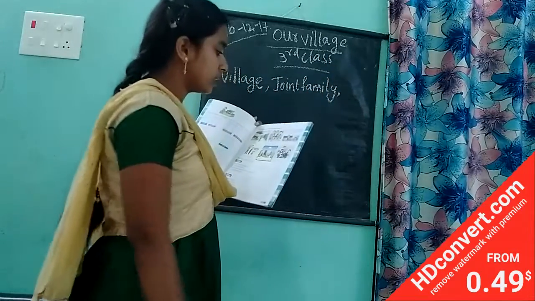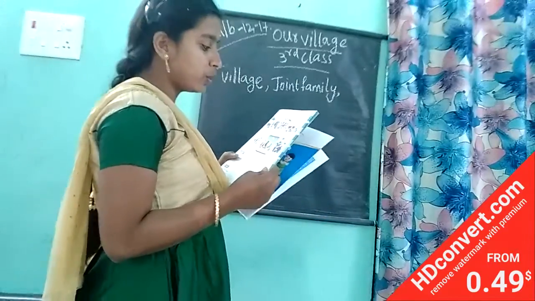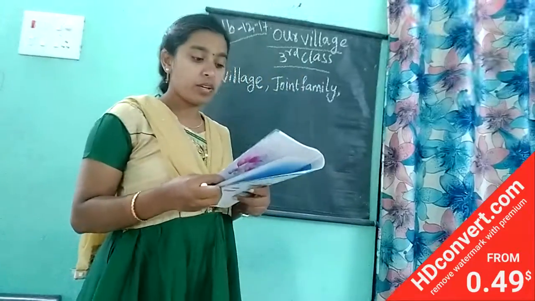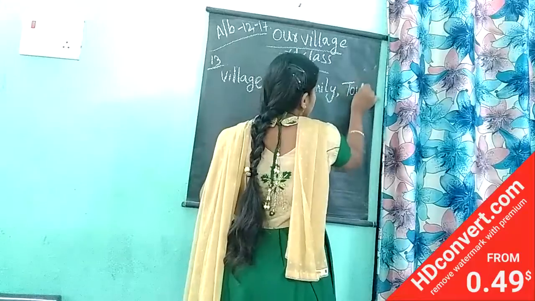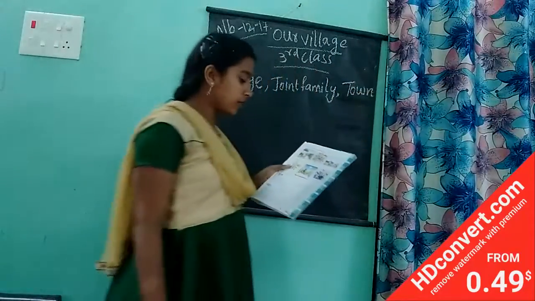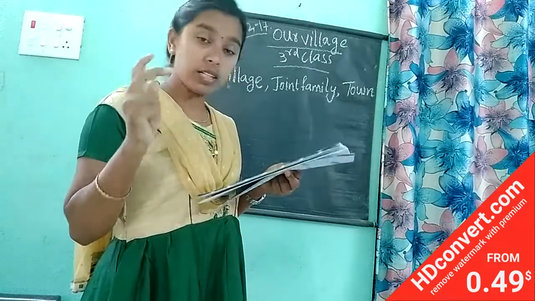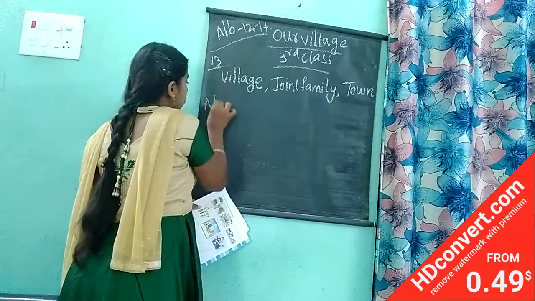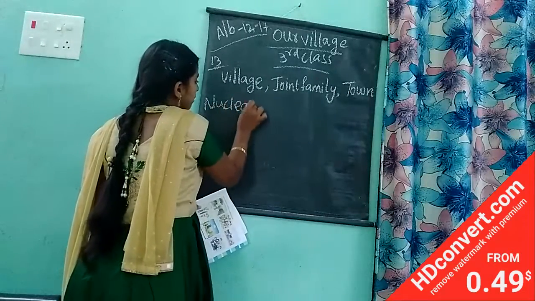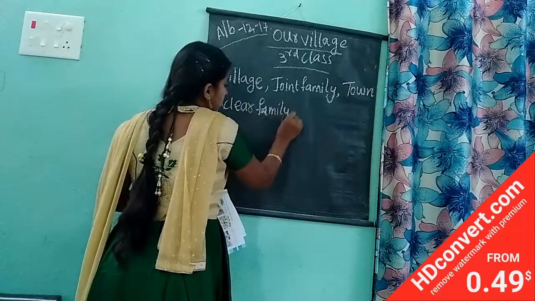And next, coming to the third one. If you see the third picture, by looking at the picture we can say it is not a village, but it is not yet a city. It is a town. Okay, children. Next, coming to the fourth one, a family with a father, mother and 2 children is called what? Nuclear family. The fourth one is a nuclear family.